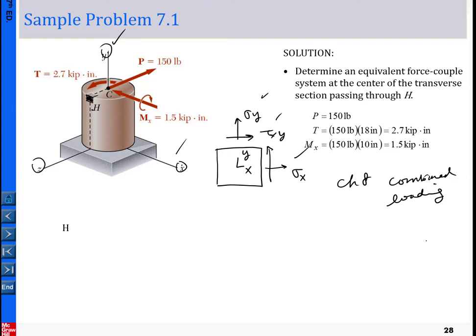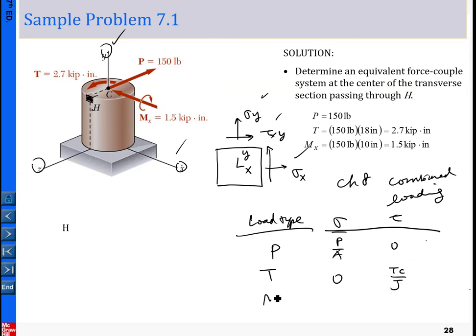For this case, you can see we have three loading types. Let me remind you of the load types. Here is P for the normal stress, P divided by A, and the shear stress is equal to 0. Then we have torque, so tau equals Tc over J, and this is 0. And we have a moment, where the magnitude is My over I. Say this is the moment, and this is the neutral axis about which the moment is applied.